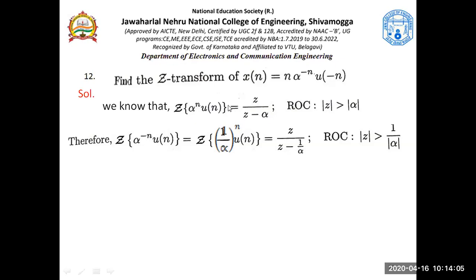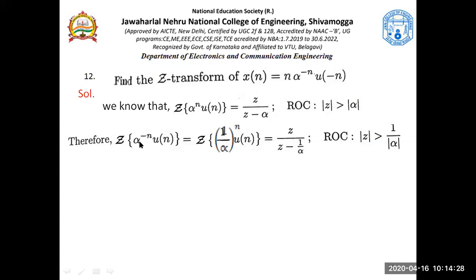Okay, so first let's attach a negative sign to this alpha. See here we have alpha power n and u of n, right? But here we have alpha power minus n and u of minus n. Let's not bother about this minus as of now. Let's go with this minus. So I'm applying the minus here. See here, alpha power minus n u of n.